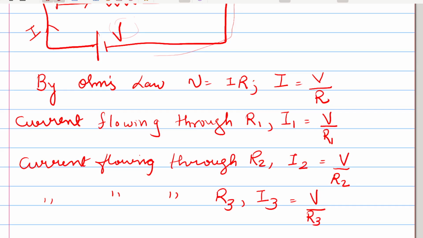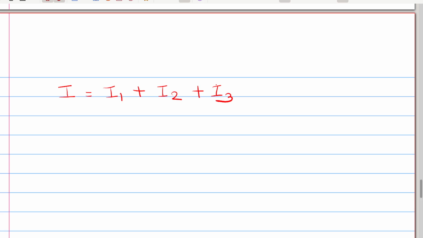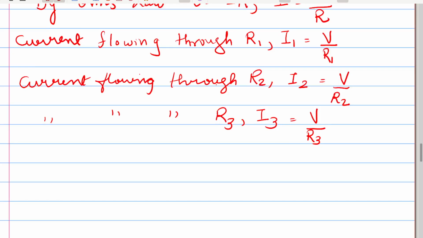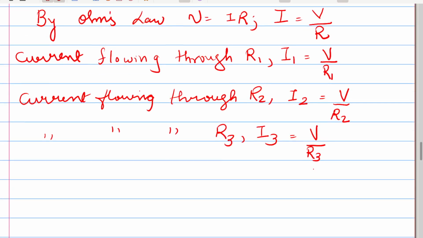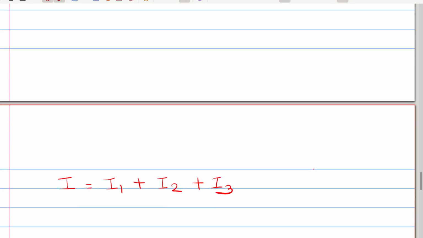So, the total current I will be I1 plus I2 plus I3. So from above equation, you can see here from above equation, I1 is equal to V by R1, I2 is equal to V by R2 and I3 is equal to V by R3.